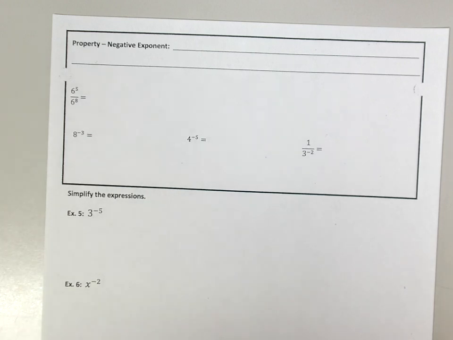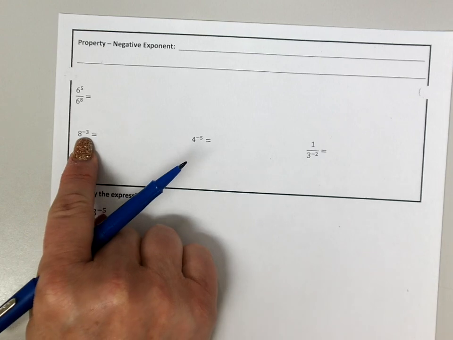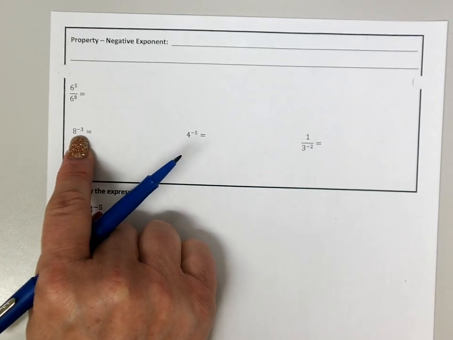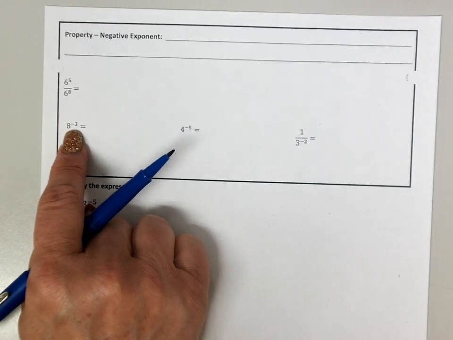Great. Today we're going to be doing the negative exponents. That means that the exponent is negative, not the base. The base still could be negative, but we're talking about negative exponents here. The base could be positive or it could be negative.